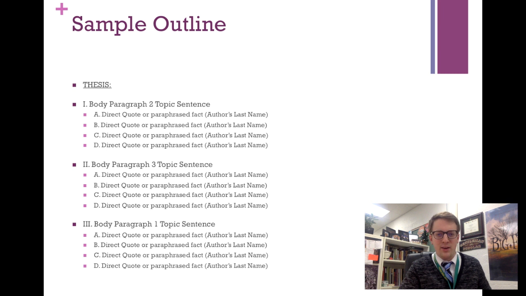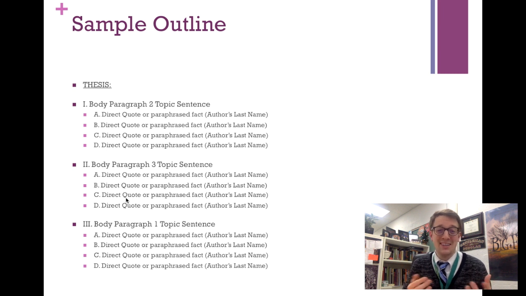Here's a sample outline. Hopefully it's not too tough to see. But you have a thesis statement at the very top. Then you have body paragraph, that should say body paragraph 1, not body paragraph 2, because it's the first body paragraph. Second paragraph altogether. Actually, there's a little jumbled. I mixed these up. This is why I teach English and not math. Body paragraph 1, body paragraph 2, body paragraph 3. The Roman numerals are right. And then you're going to have direct quotes or paraphrase facts, author's last name, citation, underneath it, A, B, C, D, A, B, C, D, probably going on further than that.